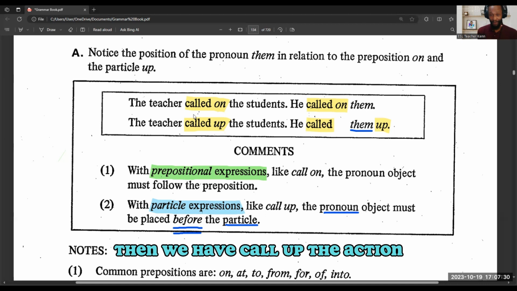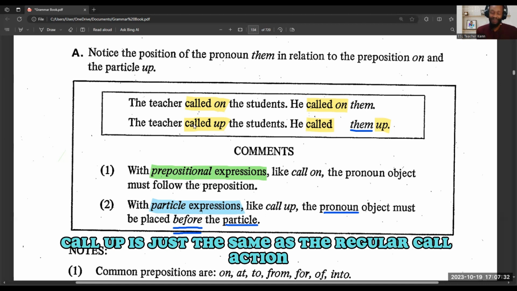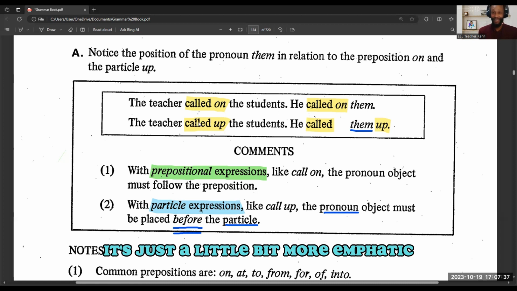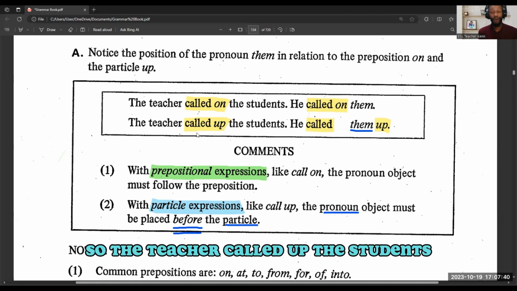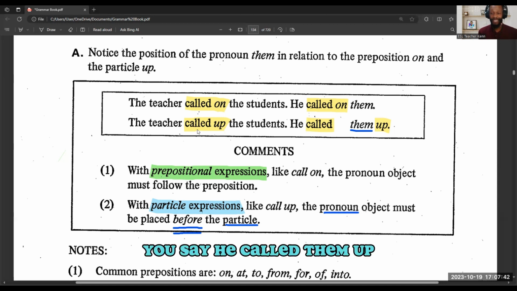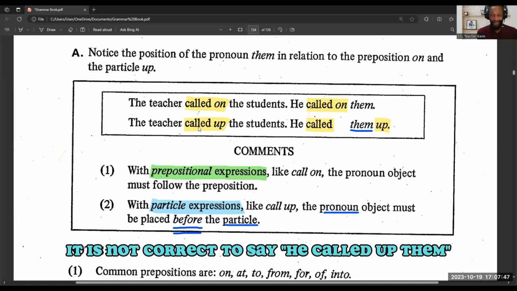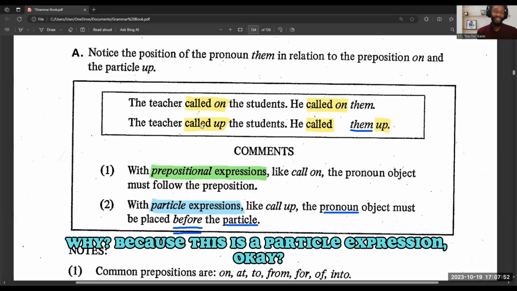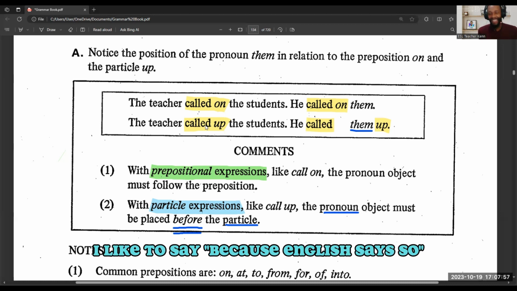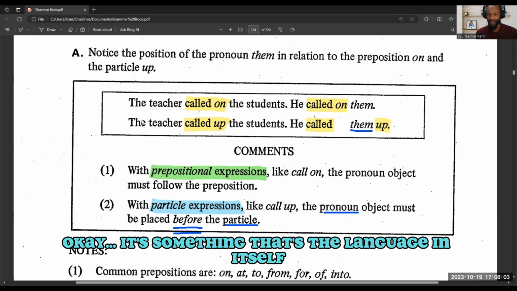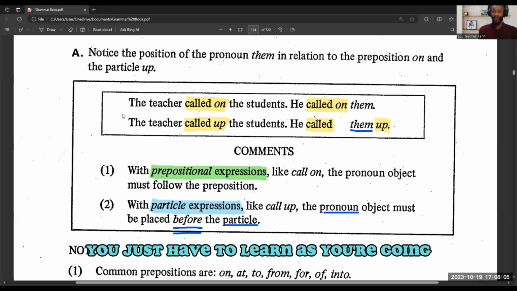Then we have call up. The action call up is just the same as the regular call action. It's just a little bit more emphatic. So the teacher called up the students. You say he called them up. It is not correct to say he called up them. Why? Because this is a particle expression. I like to say because English says so. It's something that in the language itself you just have to learn as you're going.